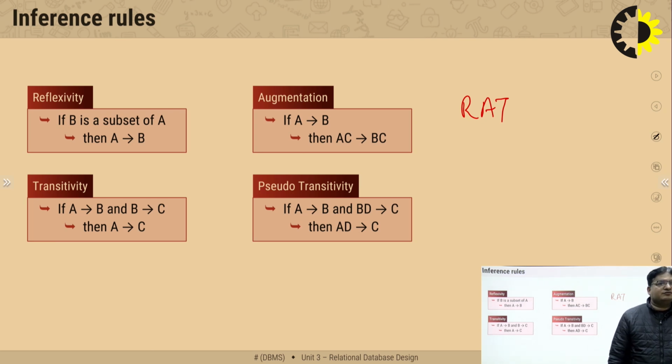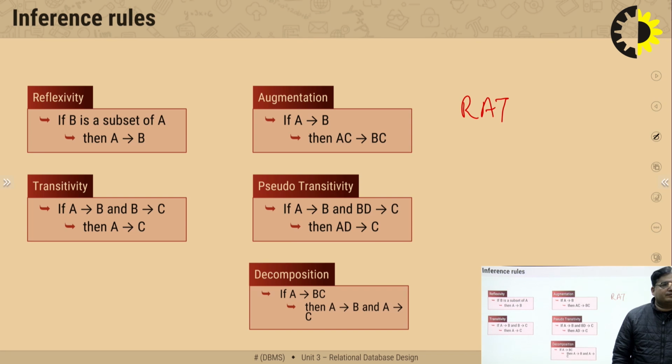Now next is pseudo transitive rule. If A determines B and BD determines C, then we can say that AD determines C. That is pseudo transitive rule. Decomposition rule: if A determines BC, then A determines B and A determines C.